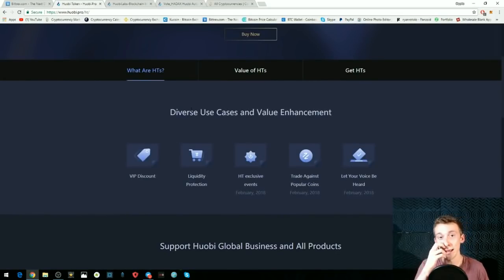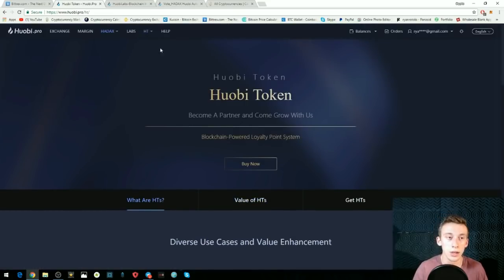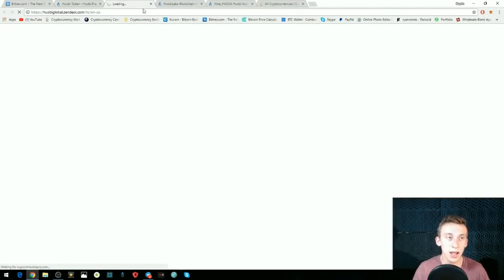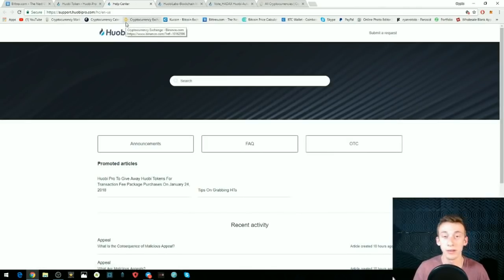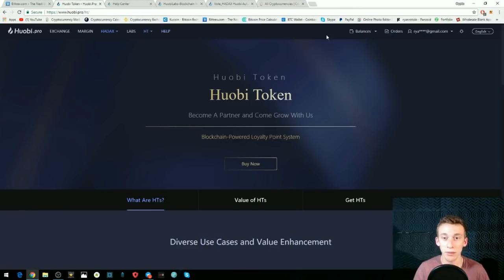You can also get kind of like a share of the company as the value of the Huobi exchange goes up. As more users come onto the platform and the Huobi exchange grows, you are going to increase the value of the token. If we keep moving on, you have the help tab. This is where you can get help if you're having any problems, and find facts about the platform.